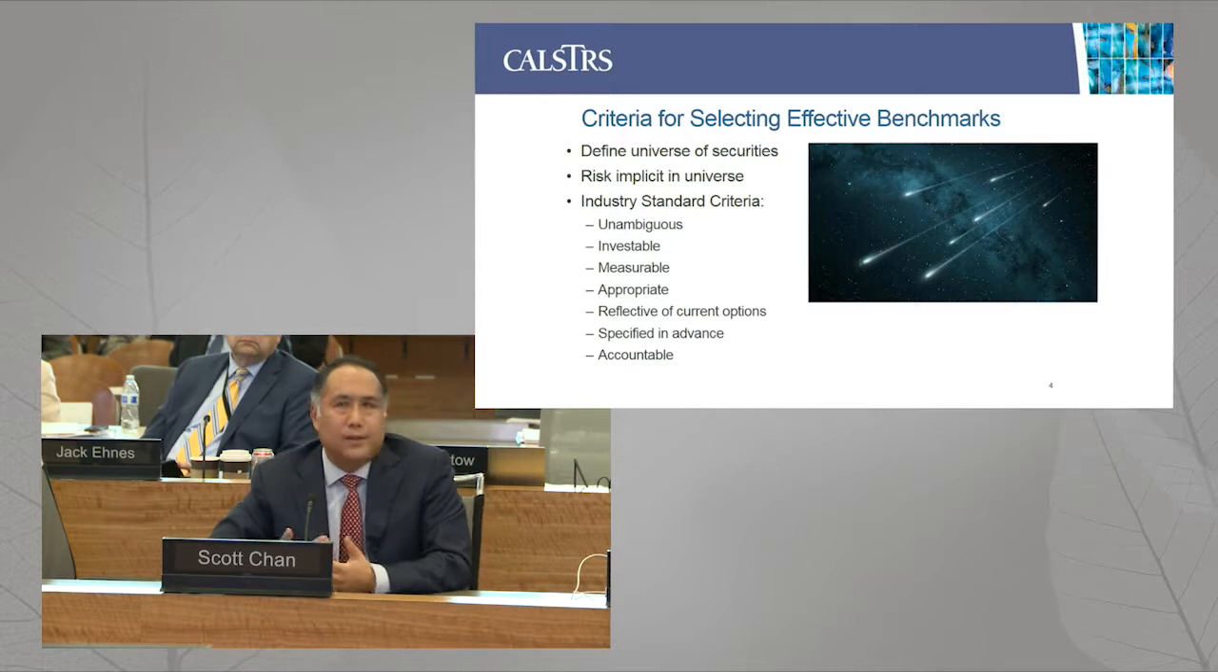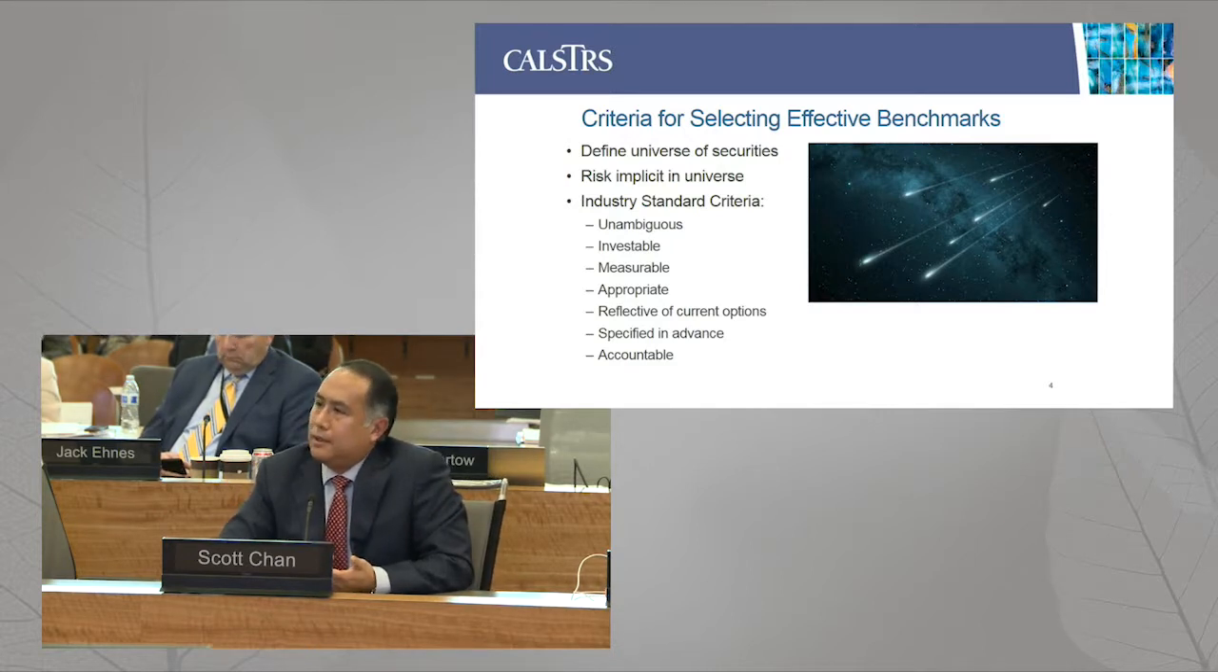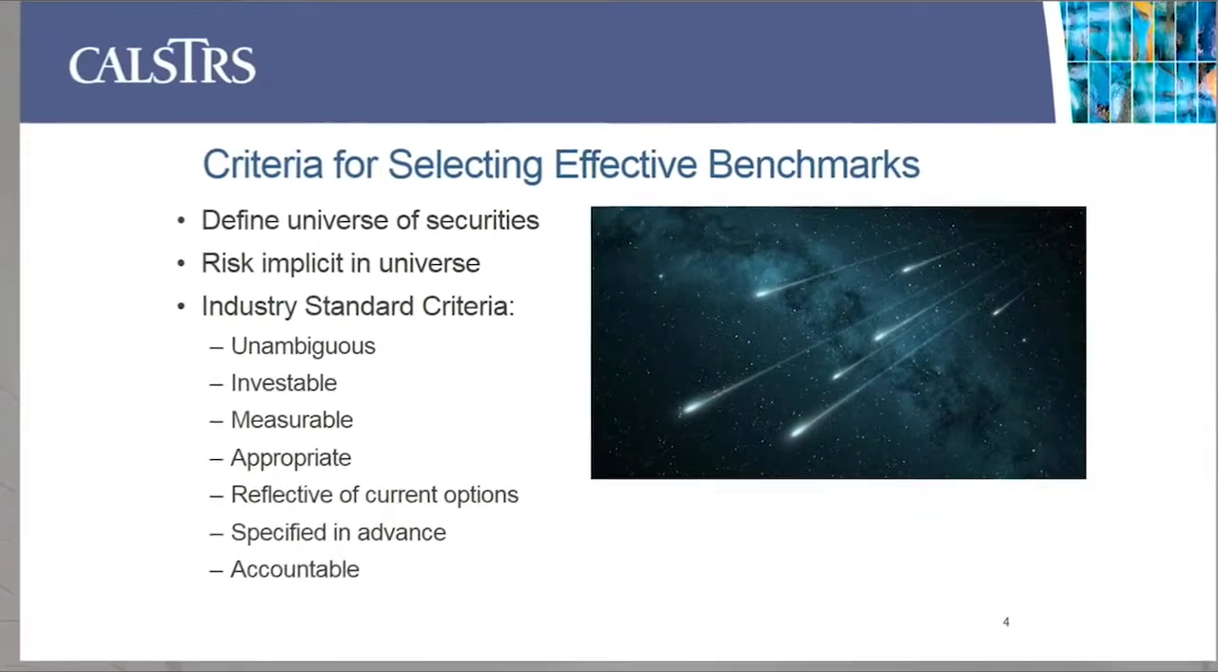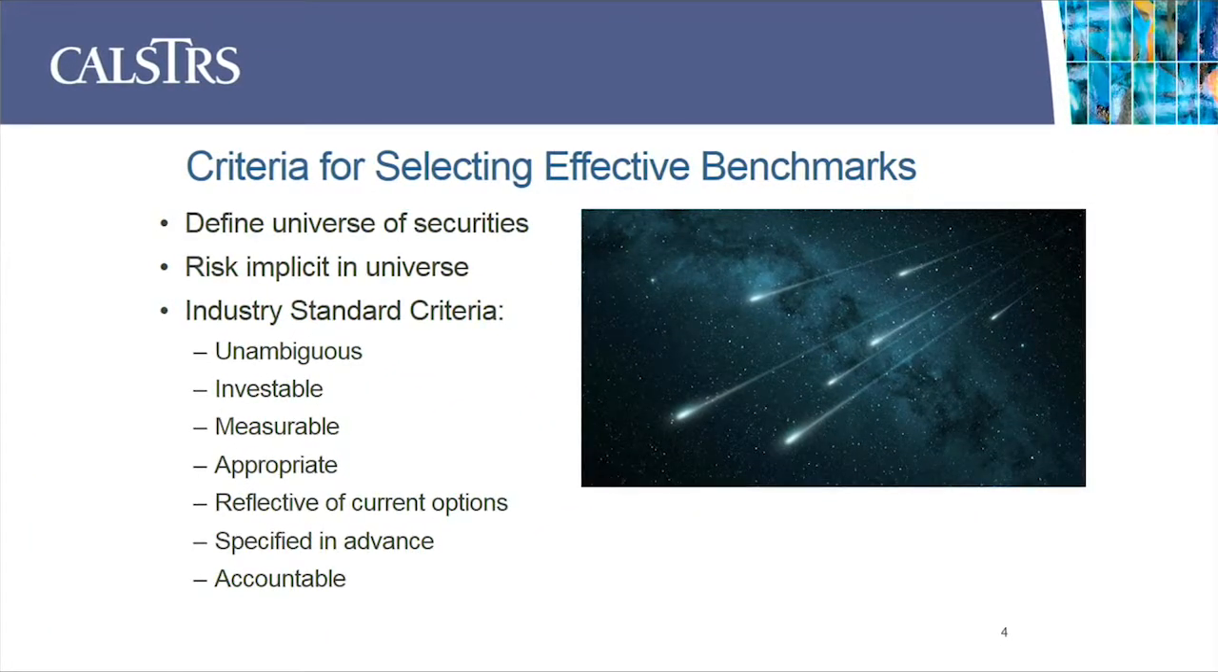So how do we select? What are the criteria for selecting an effective benchmark? I think the first thing to look at is defining the universe of securities, because as we define the universe of securities, it defines the risk that we're going to take. And I show a picture of a universe with 7 asteroids hurtling through. Is this the type of risk we want to take? Would we rather see 2 asteroids hurtling or optimally 0 asteroids. And the universe that the board sets is really the policy, the policy benchmark.